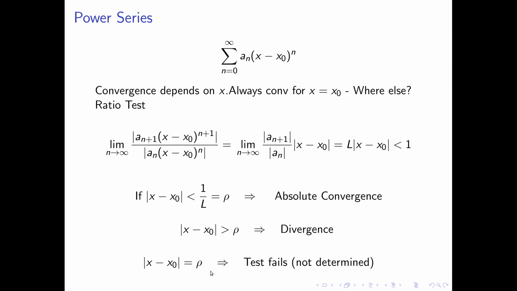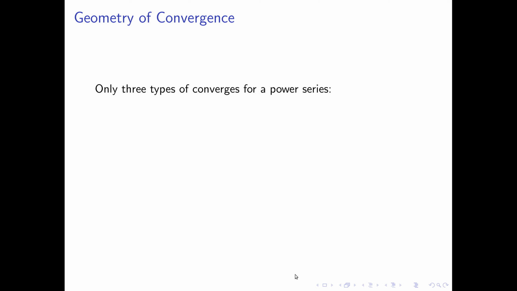And so therefore those points, by the way, there's going to be 2 points for this, right? x equals x naught plus rho and x equals x naught minus rho. Those 2 points have to be tested separately. Those are the endpoints of your interval of convergence. Good. So rho is an important number called the radius of convergence. All right, we're going to do some examples of finding the radius of convergence in just a second, but I just wanted to talk about some of the implications of having a radius of convergence.